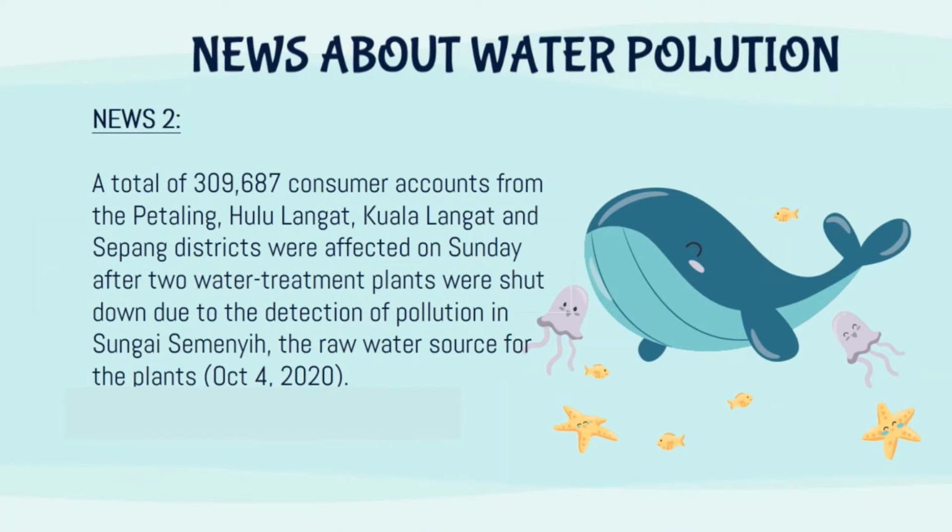Another news about water pollution is from the Straits Times. On 4 October 2020, a total of 309,687 consumer accounts from the Petaling, Hulu Langat, Kuala Langat and Sepang districts were affected on Sunday after 2 water treatment plants were shut down due to the detection of pollution in Sungai Semenyih, the raw water source for the plants. The shutdown of the treatment plants was caused by chemical effluents that were discharged into a drain at a vehicle maintenance plant in Rawang that flowed into a river which supplies raw water to the treatment plants.